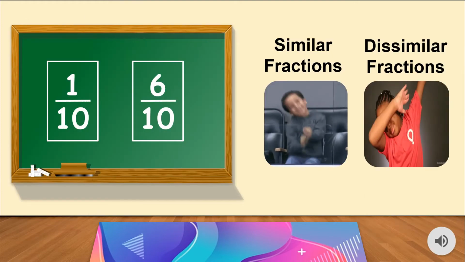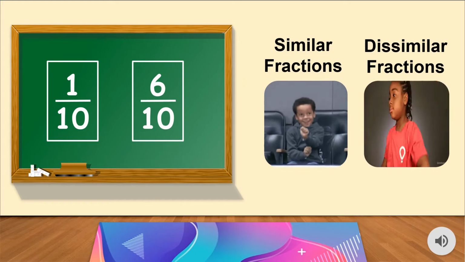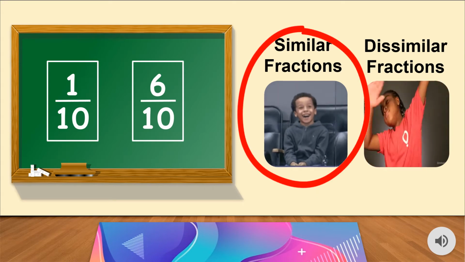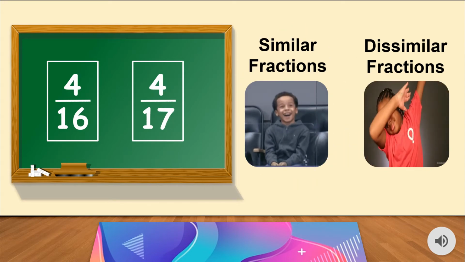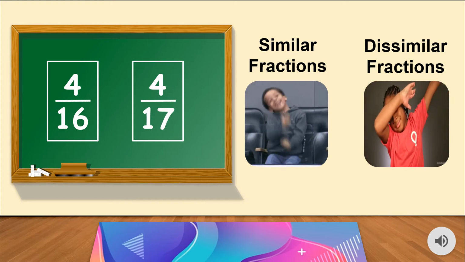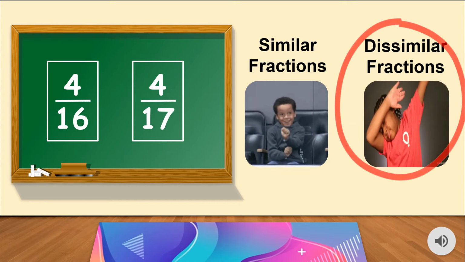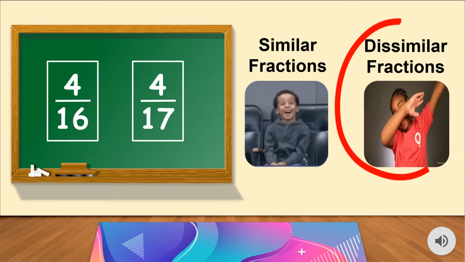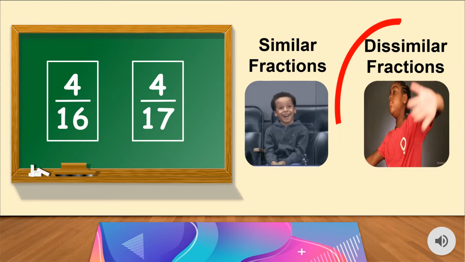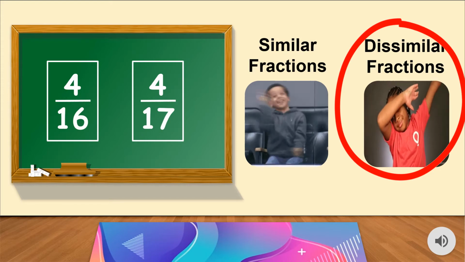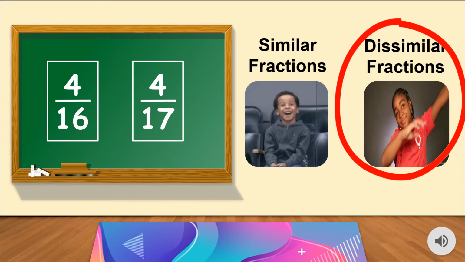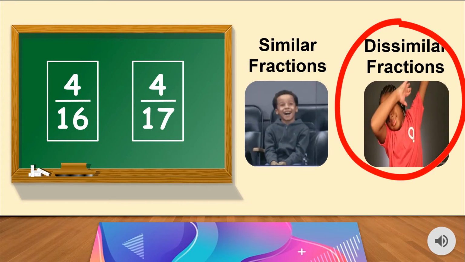1 over 10, 6 over 10. Similar or dissimilar? Okay, the answer is whoa, similar fractions. Number 2. 4 over 16, 4 over 17. The answer is dissimilar fractions. Take note that in telling whether the fractions are similar or dissimilar, you should always look at the denominator, not the numerator. So, if we look at 16 and 17, they are not the same numbers.